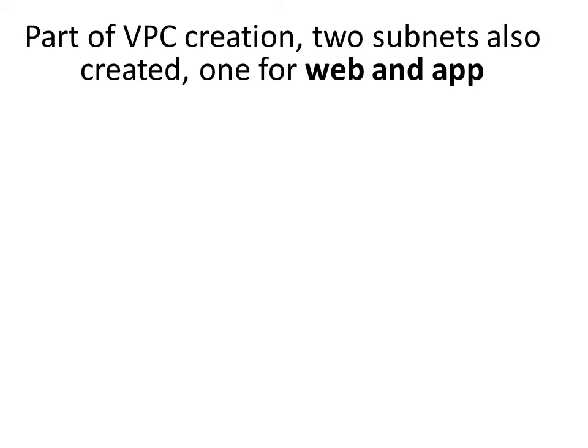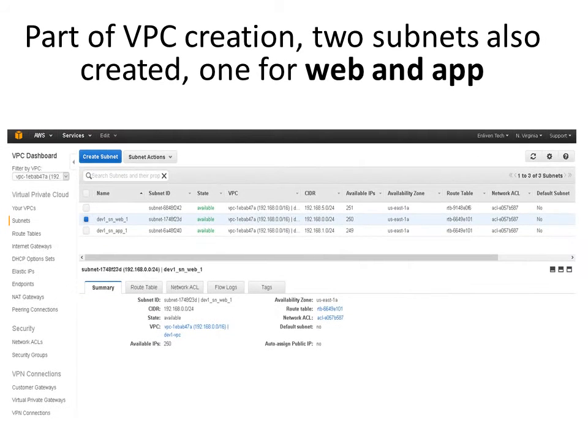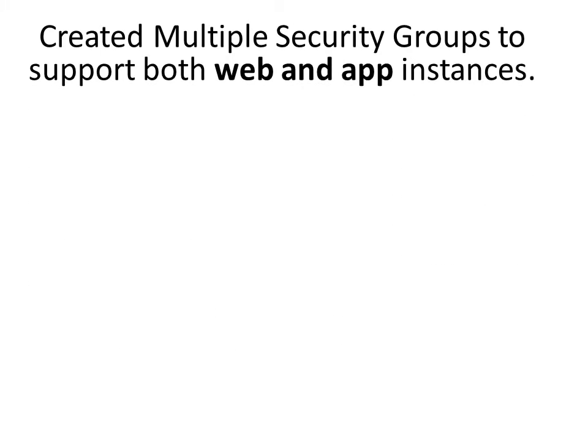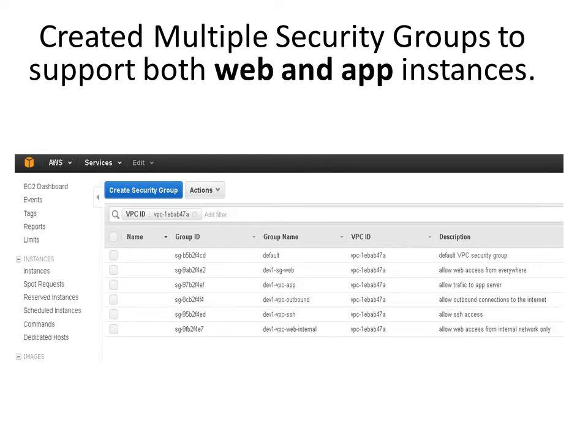Under that you will see a couple of subnets. One is for web and the other is for app. In the next slide you will see a couple of security groups created to support this, one for web and the other for application instances. Anything starting with dev1 SG is a security group for inbound and outbound traffic, to support the network connectivity in and out.